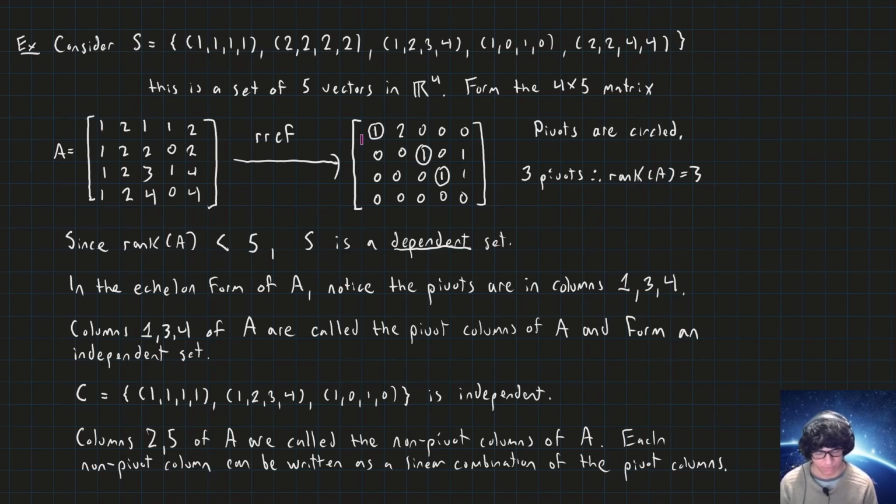So what did echelon form do here? We gave it a matrix with 5 columns in it, and it determined that these 3 columns are the important ones, and the other 2 columns, we'll call them the non-pivot columns, can be written as linear combinations of the important columns, the pivot columns.